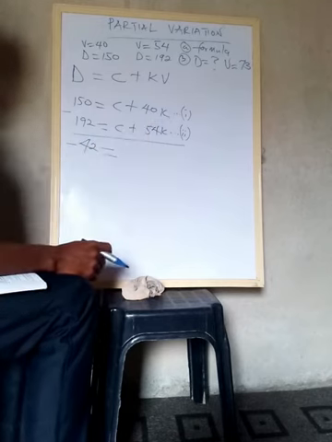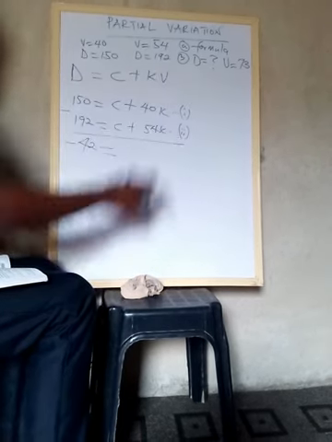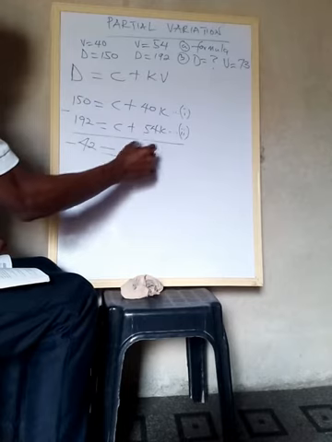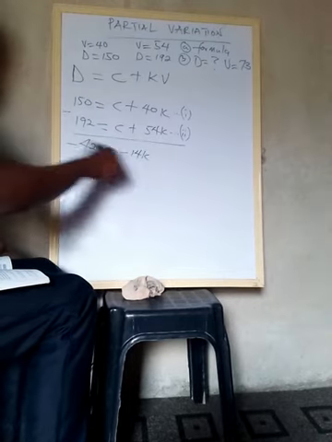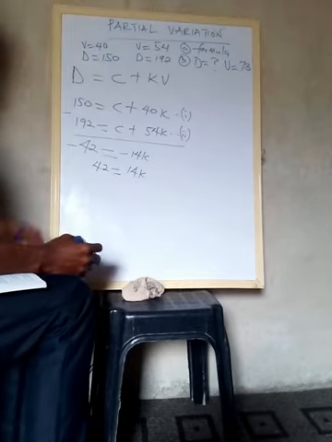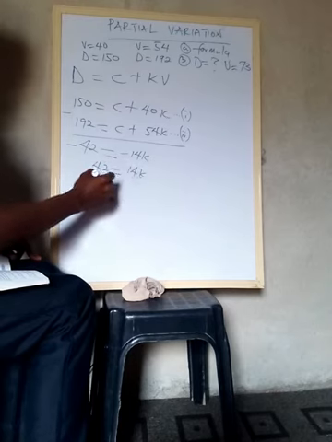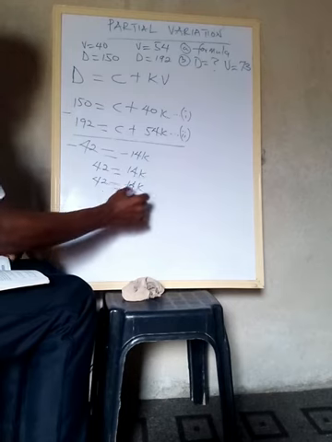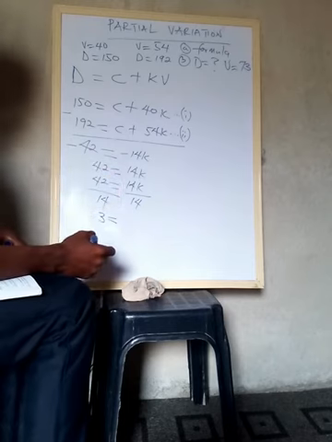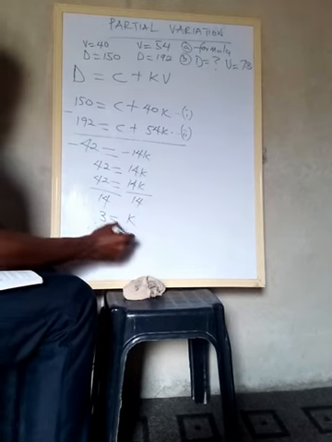40K minus 54K. Okay, 54K minus 40K is 14K. When the smaller one is subtracting the bigger one, it gives us a negative value, so that will give us minus 14K. We have a negative value on both sides. They cancel out, so 42 is equal to 14K. To get K, divide both sides by the coefficient of K, that is the coefficient of the unknown, which is 14. 42 divided by 14 is 3. 14 cancels 14, we have K. Therefore, K is equal to 3.